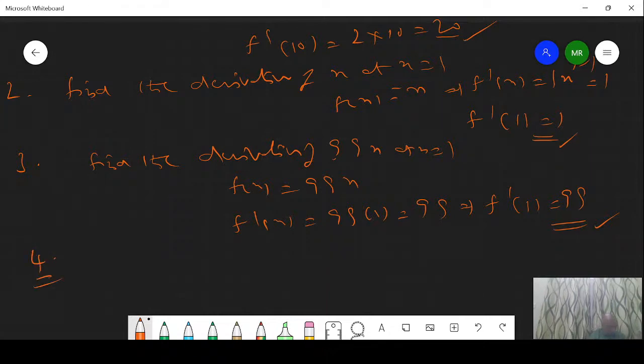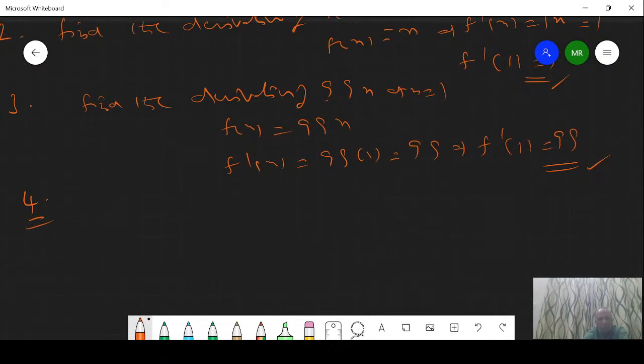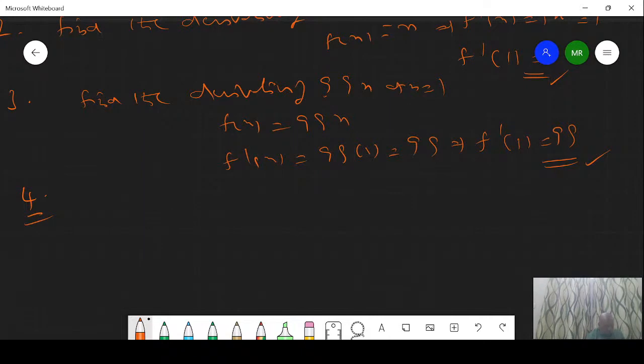As for the time, I will do 1 by x square. Other problems I will do in the next class. At least within 3 minutes you can complete. They are asking to find the derivative of the following functions. I will take f of x equal to 1 by x square. They are asking what is the derivative by using first principle of 1 by x square.